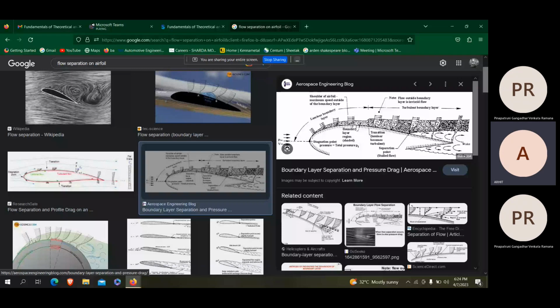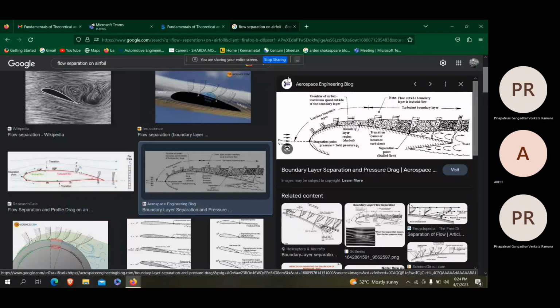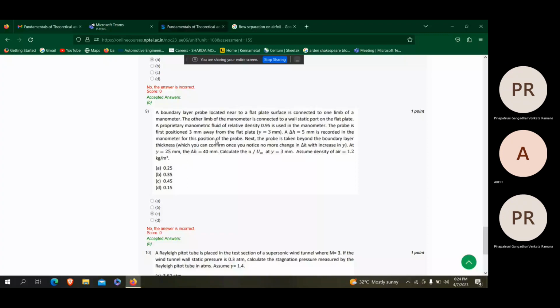When they measured the stagnation pressure and static pressure, they found a difference of some mm in terms of the manometric fluid they used. Based on the difference in pressure, it shows the reading in your manometer. Delta H equals 5 mm. Why is it so small? Because you have less velocity and less dynamic pressure in the boundary layer.